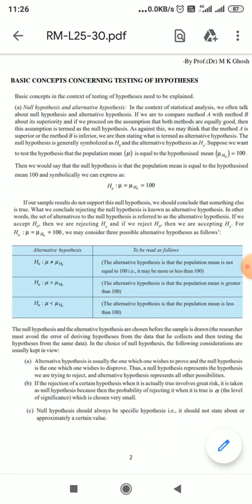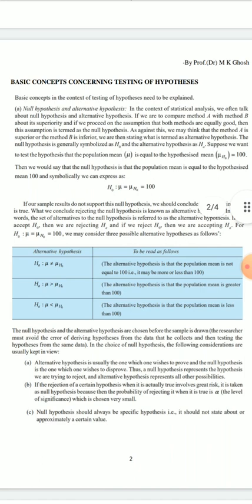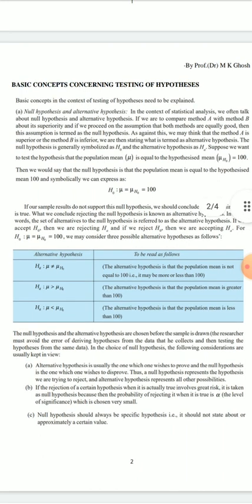Point B, if the rejection of a certain hypothesis when it is actually true involves great risk, it is taken as the null hypothesis, because then the probability of rejecting it when it is true, denoted by the symbol alpha, the level of significance, is chosen very small. The third point is the null hypothesis should always be a specific hypothesis. It should not state an approximate value.